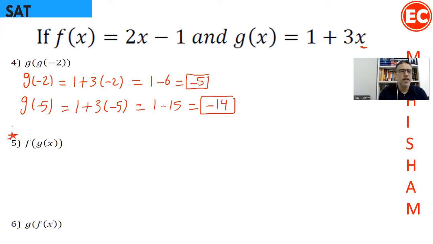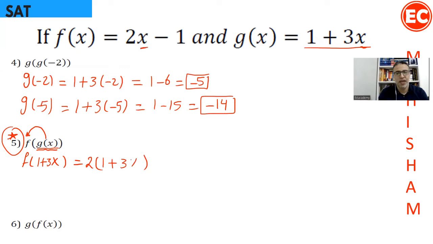Now, listen carefully to how I will find fg of x. And fg of x is not a numerical value. I'm going to find the function in terms of x. It's rarely that this question comes in the SAT, but you should understand it. fg of x means you are going to replace g as a whole function into f. It's the same as replacing g of x with 1 plus 3x. So it's 2, and then replace this x with 1 plus 3x, all minus 1. Expand.